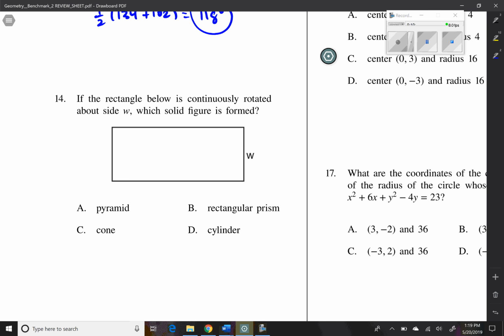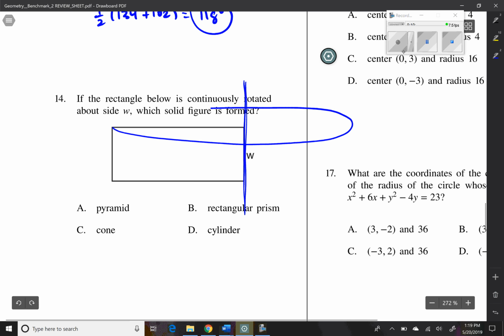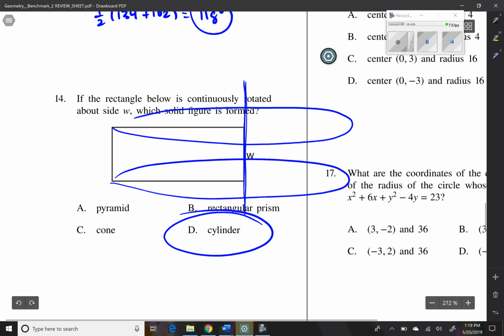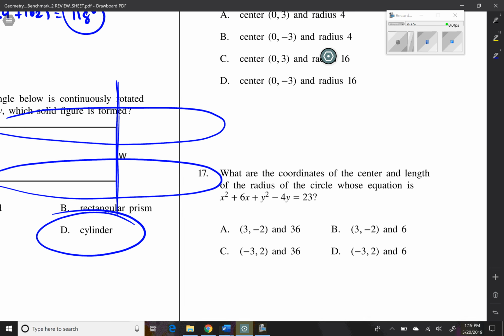Number 14, if a rectangle was continuously rotated around W, what figure would be formed? So if W was the line of rotation, this is going to go all the way around, this is going to go all the way around. We can see we're getting a cylinder. That one's pretty easy.